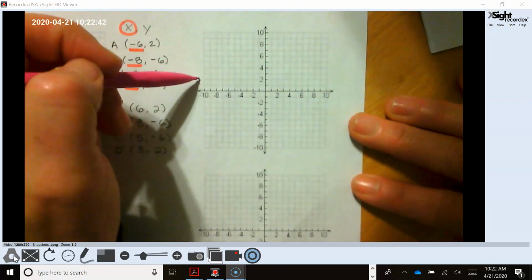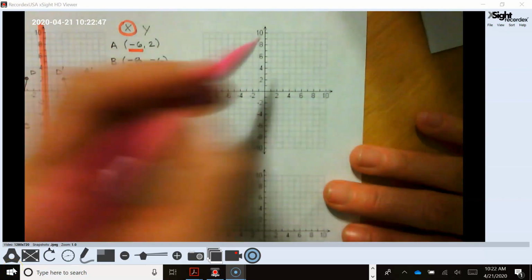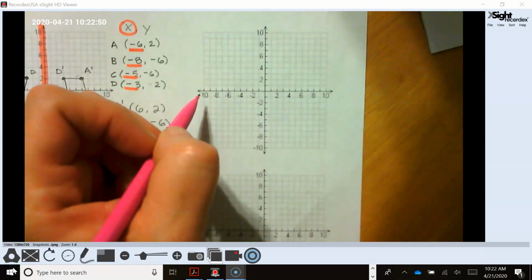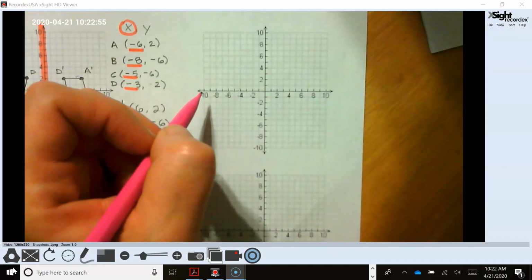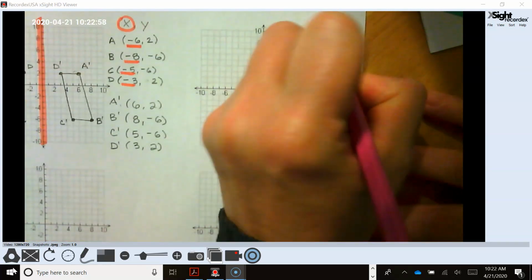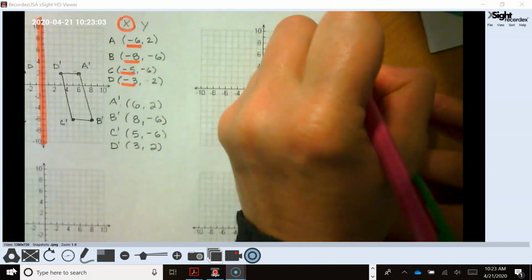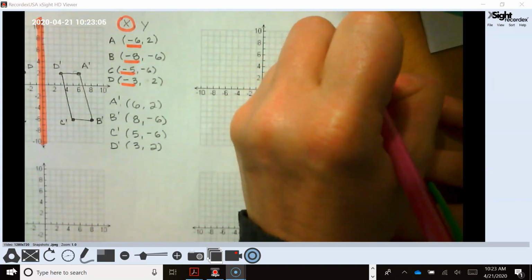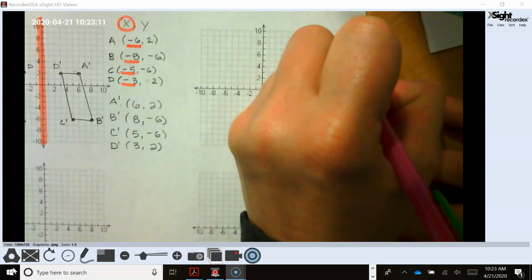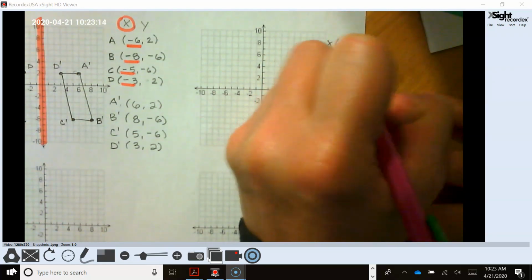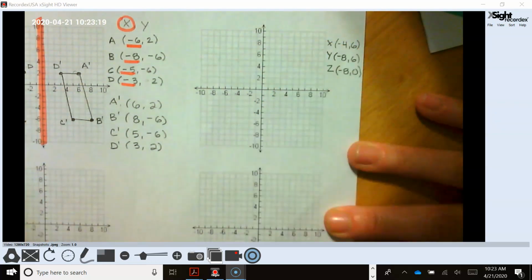All right, last but not least, we're going to reflect a polygon over the x-axis. Now for this one here, we're going to plot a triangle. And let's call this guy, I don't know, triangle XYZ. The point X is going to live at -4, +6. Point Y is going to live at -8, +6. And point Z is going to live at -8, 0.